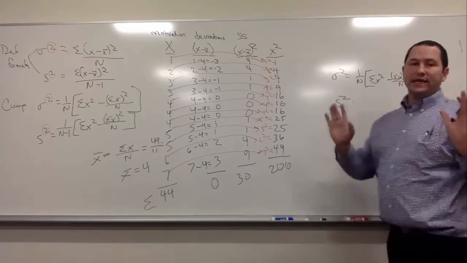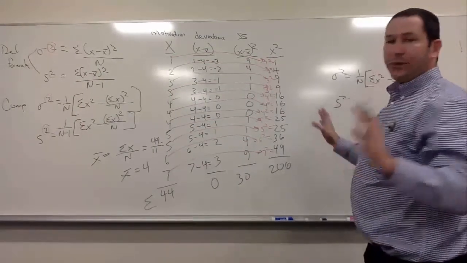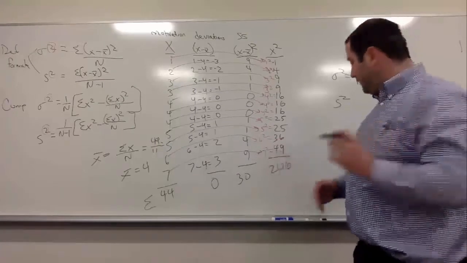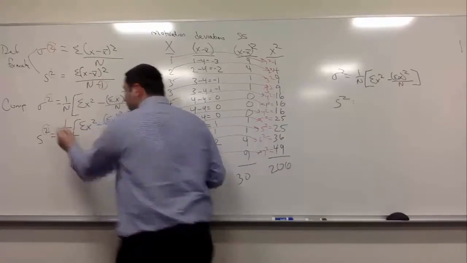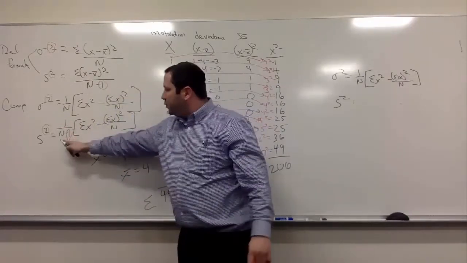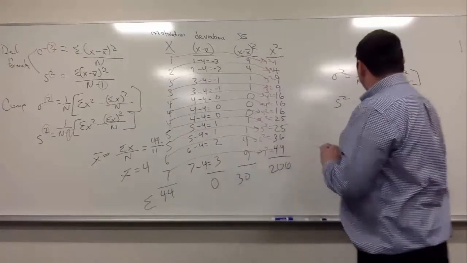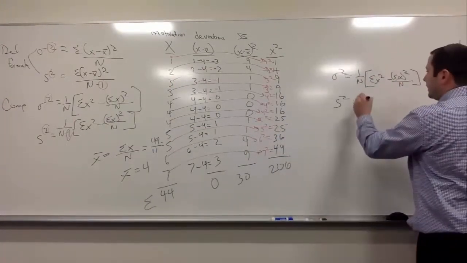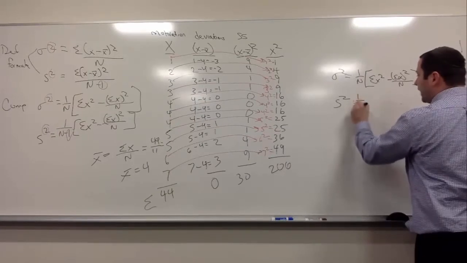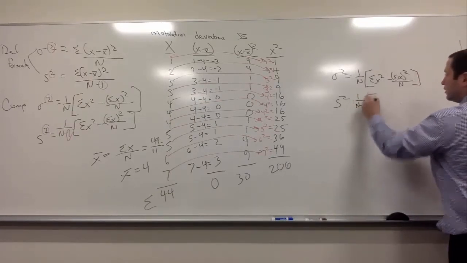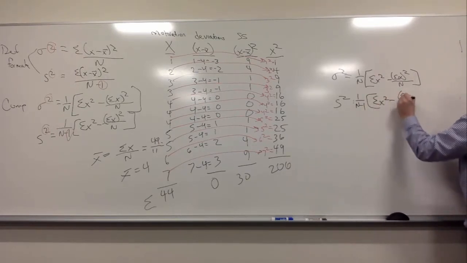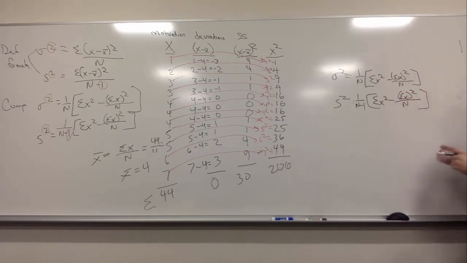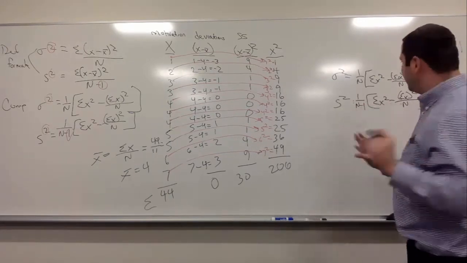Now, the only difference between a sample and a population was what? The relative conservative nature. Whenever we look at a sample, you'll always see n minus 1. So let's work through the formula. The formula is 1 divided by n minus 1 times the sum of x squared minus the sum of x, squared, over n. Okay, so let's work through it.